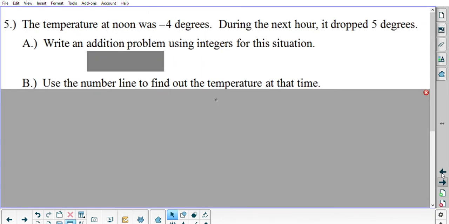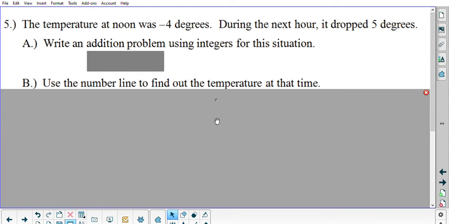All right. We are now at problem number 5, part A, part B. Would you please hit pause on the video? I want you to do part A on your own quickly. Read the problem. Let's see if you do it right. Hit pause, do part A.